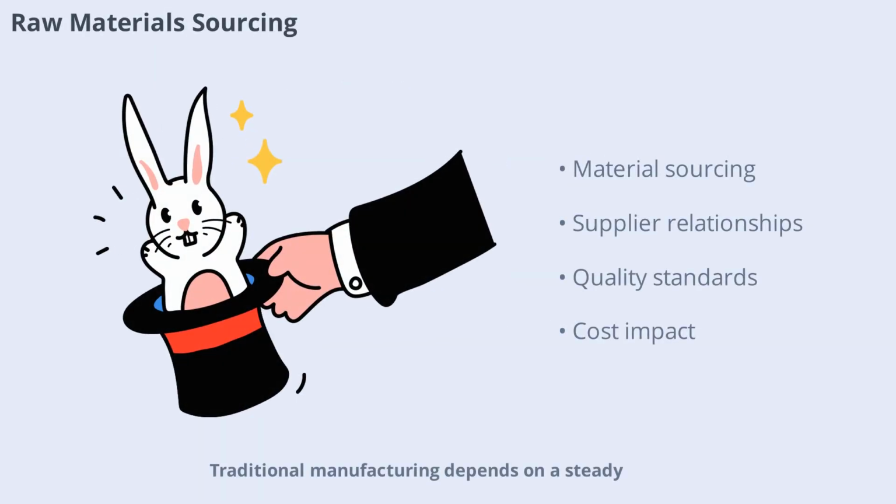Traditional manufacturing depends on a steady supply of raw materials like metals, wood, textiles, and plastics. Sourcing these materials involves building relationships with suppliers and ensuring quality standards are met. The choice of raw materials affects the final product's durability, appearance, and cost, making sourcing a critical part of the manufacturing process.